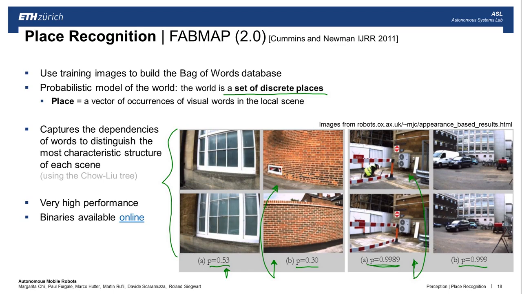So FabMap uses a Chow-Liu tree in order to capture the dependencies of these words to distinguish the most characteristic structure in the scene. And this is what is giving it a very high performance. Also, it's important to note that their binaries are available online.